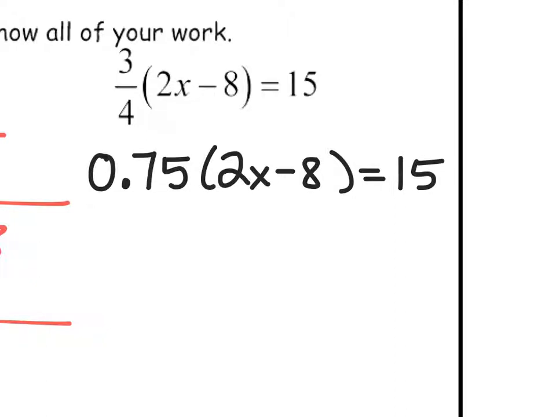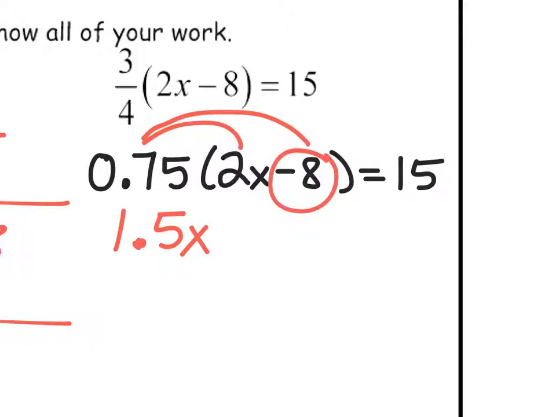You've done lots of equations like this. You need to distribute and then solve. So we're going to distribute this 0.75, just like you've done every other time. Take the thing on the outside, multiply by what's on the inside. 0.75 times 2 would get me 1.5. You also do 0.75 times negative 8. Is that negative 6? Negative 6.